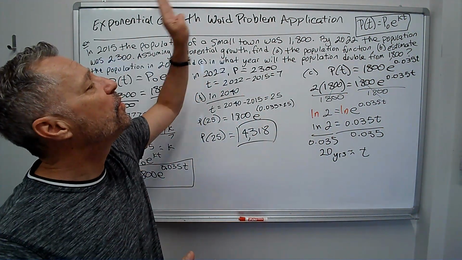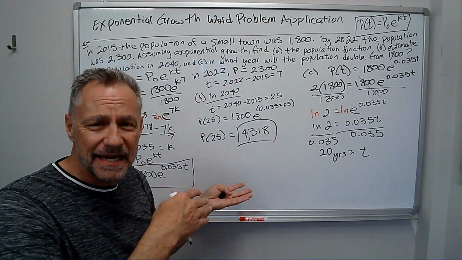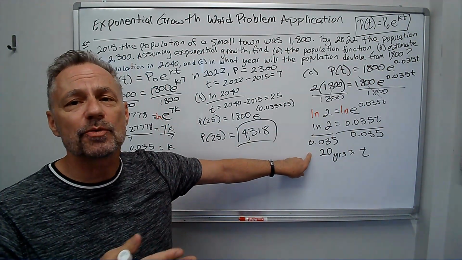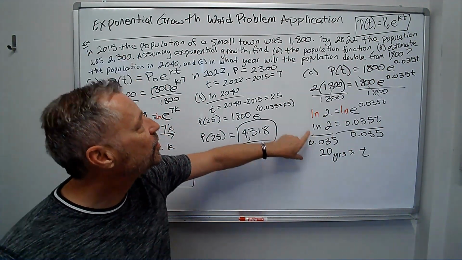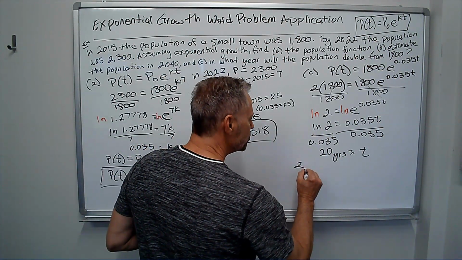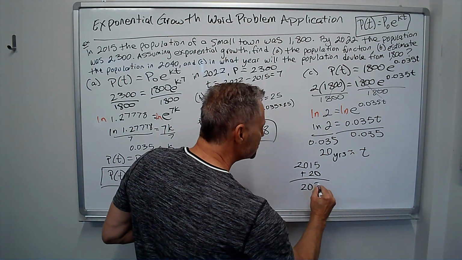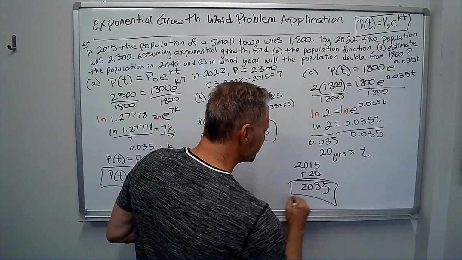I don't know whether 2015 was at the beginning of the year or the end of the year, so I'm just going to round that to the nearest year. So it's 20 years after 2015. I'm going to go 2015 plus 20 more years, and it'll be about the year 2035.